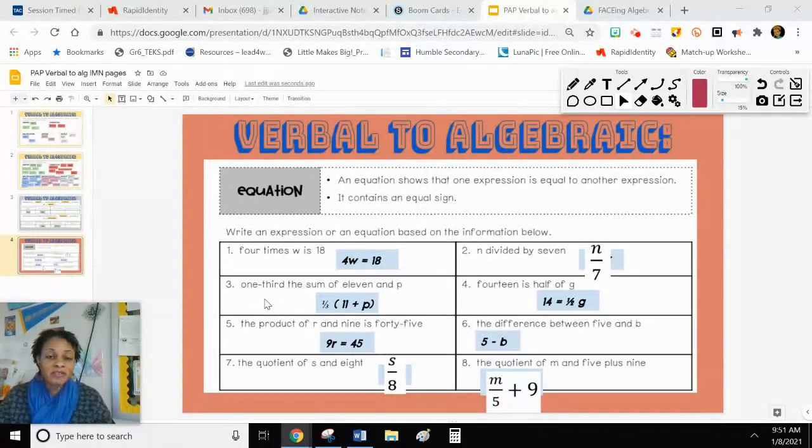1/3 the sum of 11 and p. So we're taking 1/3 of the sum of 11 and p. That means 11 and p are being added together, and then we have to remember grouping. We put them in parentheses, and we're going to take 1/3 of that. This could also look different. 11 plus p could be our numerator, and we can have a fraction bar, and 3 could be our denominator. There are many ways that you could see these things.